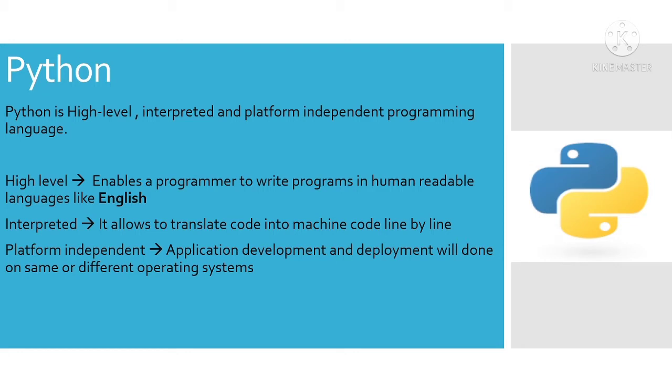And the next one is platform independent. What does platform independent mean? Application development and deployment can be done on the same or different operating systems. It means we can write the program in one operating system and also execute the same program in another operating system or the same operating system. In Python we have that flexibility. So this is about Python.